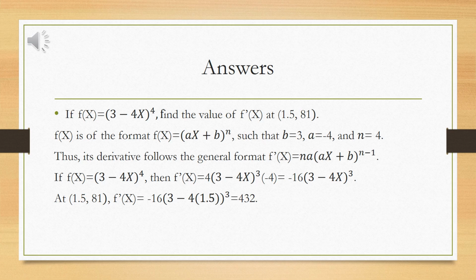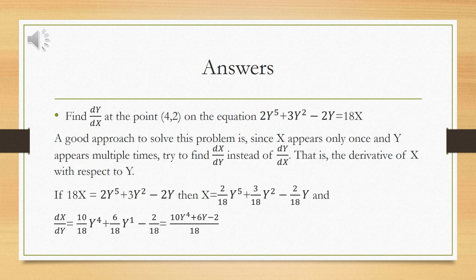If f of x equals (3 - 4x)^4, then f prime of x equals 4 times (3 - 4x)^3 times -4, which is -16 times (3 - 4x)^3. At 1.5, f prime of x equals -16 times (3 - 4 times 1.5)^3, which is 432.